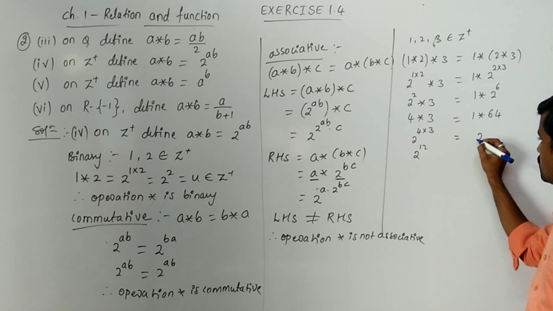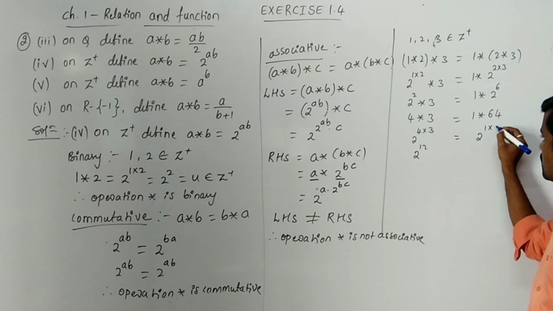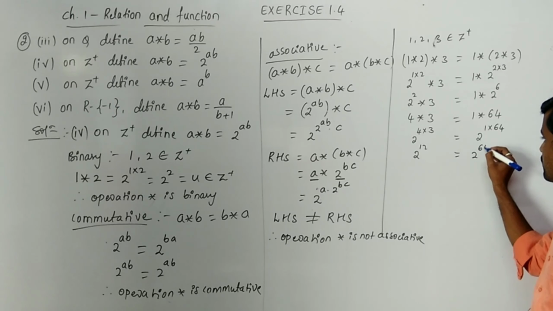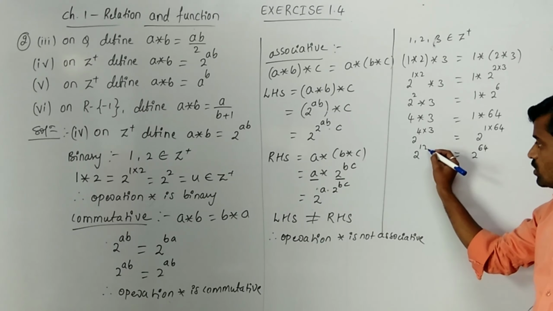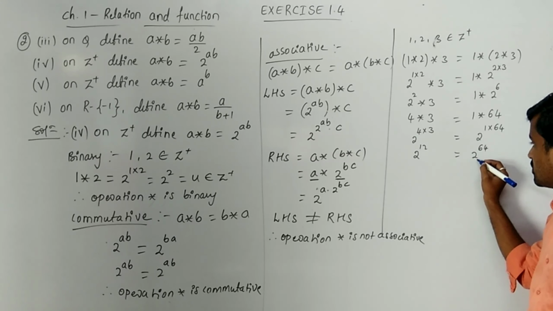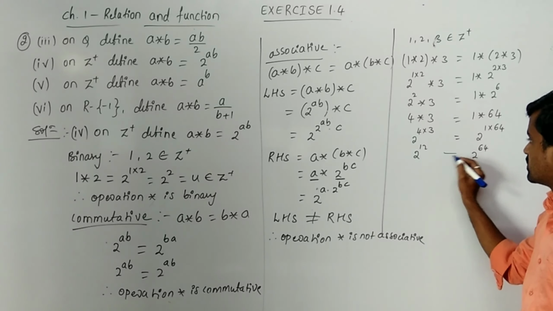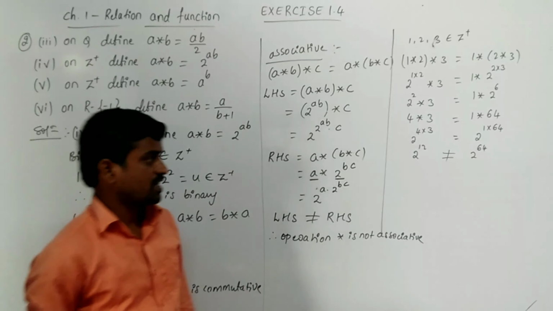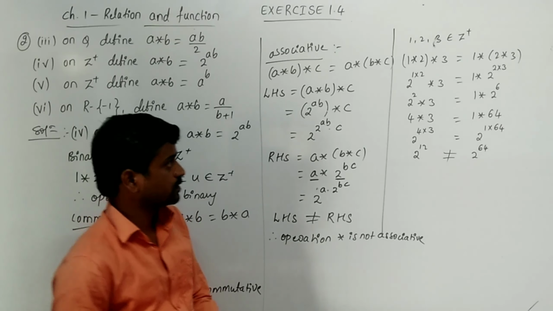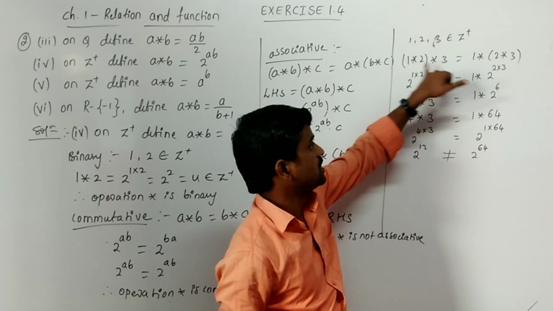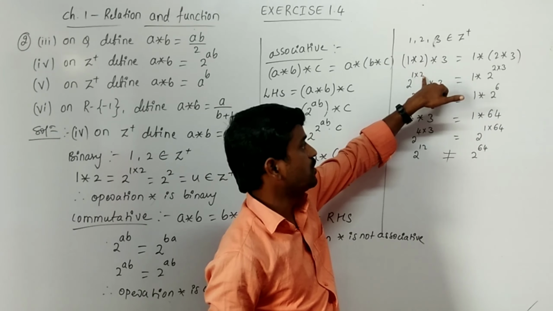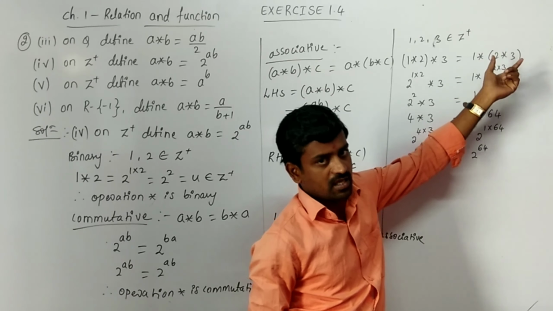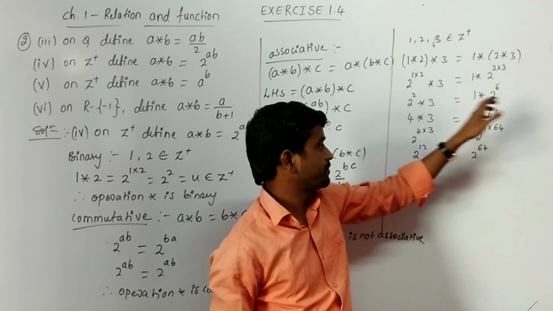Again, 2 to the power of 1 into 64 is 2 to the power of 64. LHS is 2 to the power of 12, RHS is 2 to the power of 64. This one is not equal. Therefore, the operation star is not associative. A, B, C: A star B is 2 to the power of A into B. Star C, A star 2 star 3. A is 1, B is 2, C is 3.